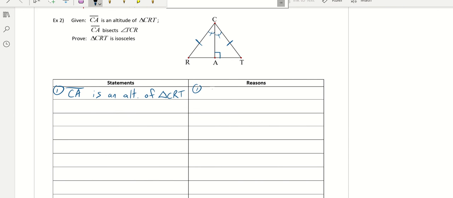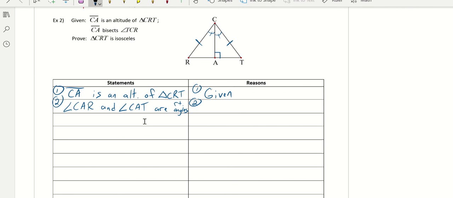First off, CA is an altitude of triangle CRT. That is given. Number 2, what does it tell us if CA is an altitude? It means that angle CAT and angle CAR are right angles. You can either couple these together into the same statement, or you can uncouple them into two separate statements. Either way is okay. So angle CAR and angle CAT are right angles. How did we know that? Well, that's the definition of an altitude. There you go, definition of altitude.